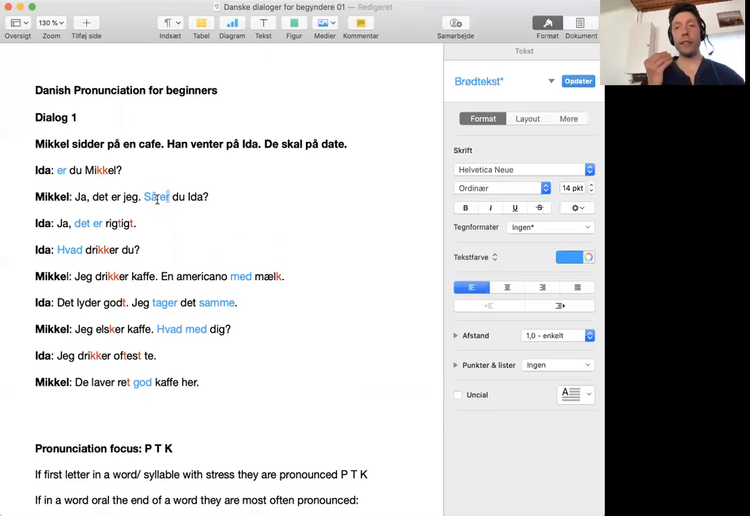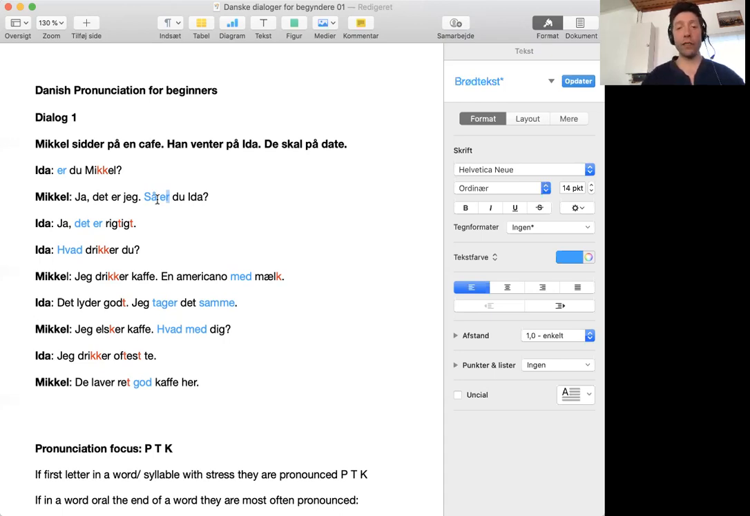And notice here the me. I don't say med with the D, I'm saying it without. Med mælk. Det lyder godt. Jeg tager det samme. And again here, I don't say samme, I tend to say samme with one syllable. Jeg tager det samme. Jeg elsker kaffe. Hvad med dig? And note here as well, hvad med dig? Hvad med dig?